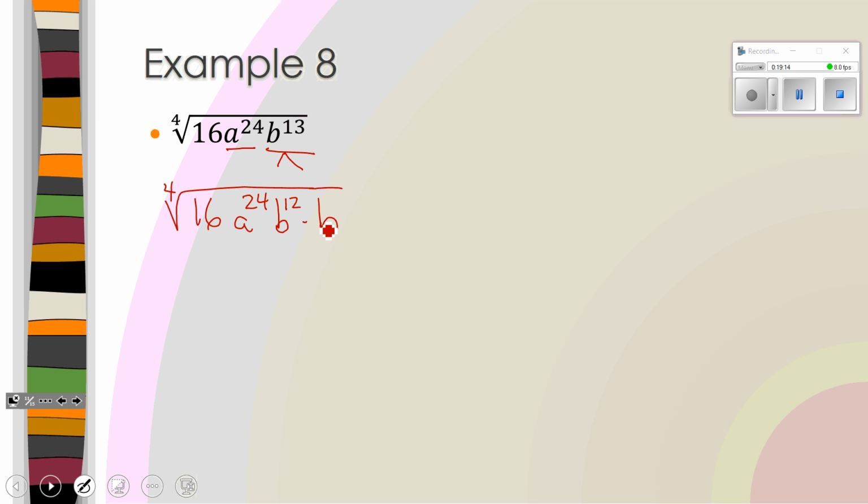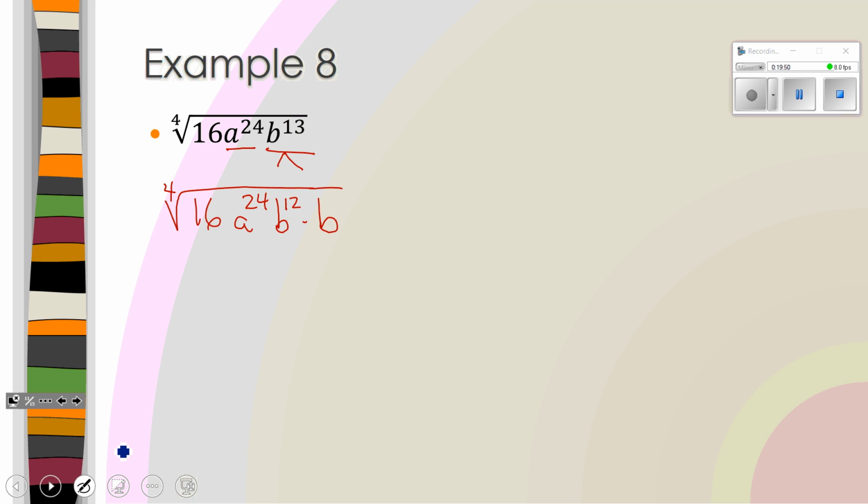And someone said, but Miss Corns, why didn't the 16 come out? Well, it is going to come out, but it's going to come out in a minute. Here's the thing. I don't want to start taking half of my stuff out now, leave half of the stuff on the inside, and then on the next step, take another half of the stuff. All I did on this first step is, if they were perfect, I brought them down. And if they are not perfect, like the b to the 13th, I broke it apart into something times something that was perfect.